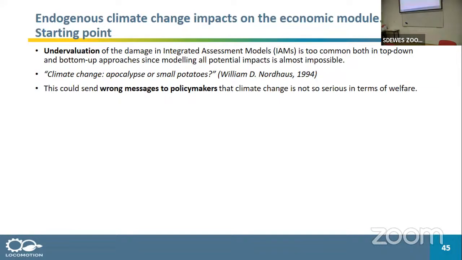Okay, so I'm going to explain how we approach the modeling of endogenous climate change impacts on the economic model. Just as a starting point, we consider there is a general undervaluation of the damage in integrated assessment models, both in top-down approaches, which are those that apply the damage directly on the GDP or output variables, and also in the bottom-up approaches, which are more recent, but we consider that there are also undervaluations, mainly because modeling all the potential impacts of climate change on the economy is almost impossible.